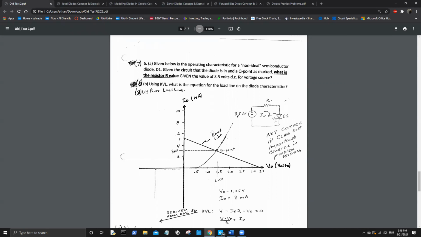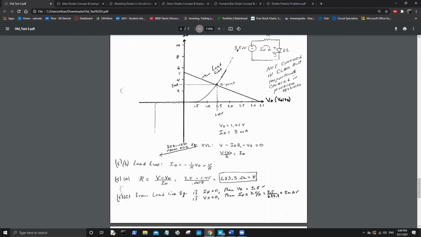Given the below is the operating characteristic for a non-ideal semiconductor diode, D1. Given the circuit that the diode is in and a Q point as marked, what is the resistor value given the value of 3.5 volts DC? So A. He did A next? Wild.